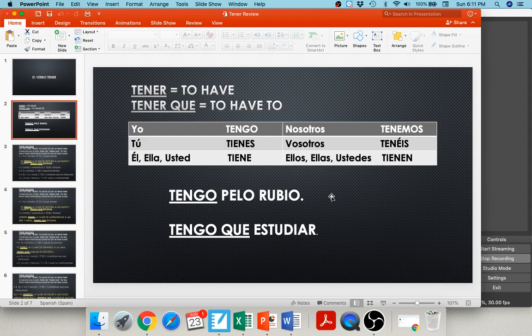Make sure you have these various forms of tener memorized. Remember, there's always a wonderful website, Conjuguemos, if you need help drilling those in. It's a wonderful way to make sure you know those. But one last time: tengo, tienes, tiene, tenemos, tenés, and tienen.